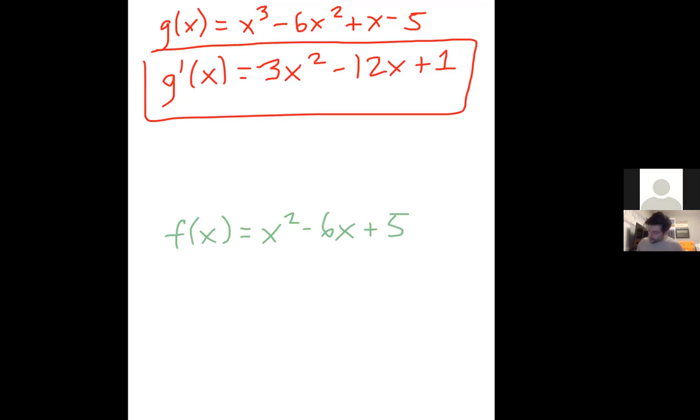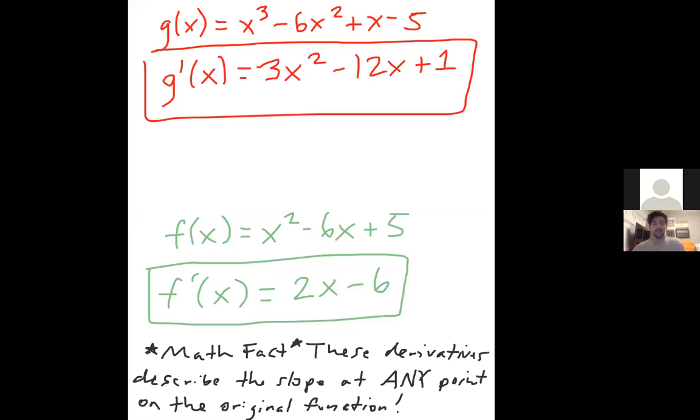And then similarly, if I found the derivative of this f of x function, it's just going to be 2x and then minus 6. So a reminder of what we just did, we just found expressions that describe the slope at any point, any x value on the original function. And that's what derivatives are, they're expressions that can describe that instantaneous rate of change at any point in time that we're curious about.